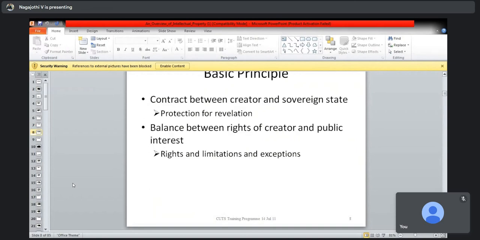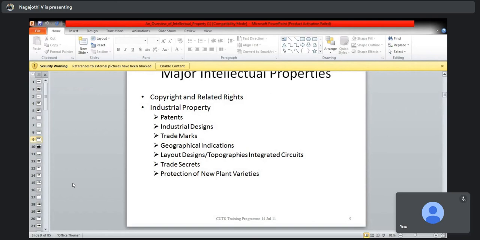Then these are all the basic principles: contract between creator and the sovereign state, protection and regulation, balance between rights of the creator and the public interest, rights and limitations and exceptions. Then the major intellectual properties: copyright and related rights, then industrial property related to patents. Patents, you know very well, give complete rights to an individual for a period of about 20 years. Until the 20-year period is over, no one is permitted to use their patent. Once the 20-year period is over, anyone can come with a patent.